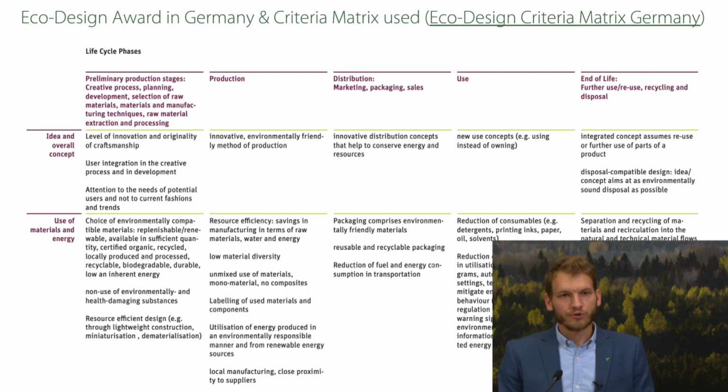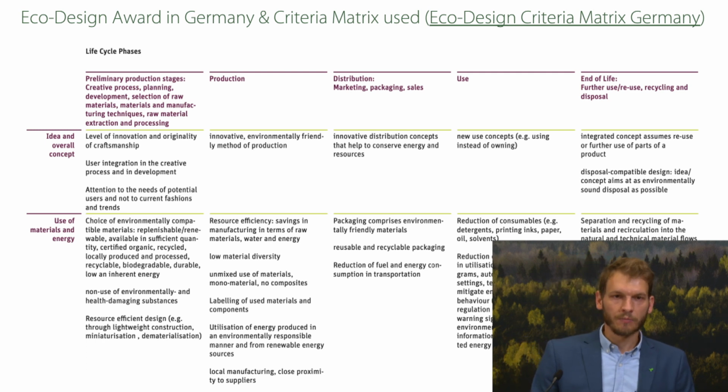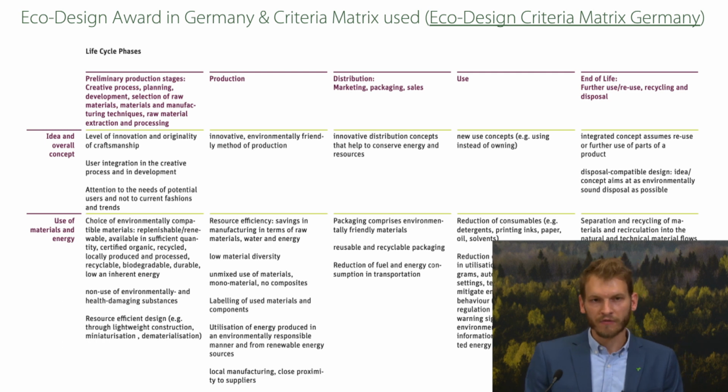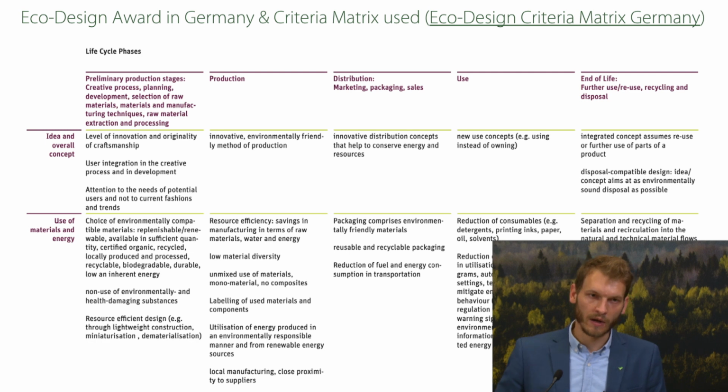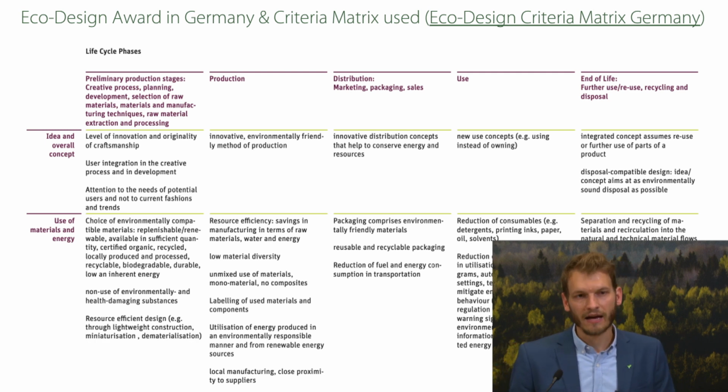A very last one I want to share with you as well. It might be hard to read, but don't worry, you will see this in the assignments as well. It is an awarded matrix. This matrix received the Eco Design Award in Germany. It is quite simple. On the top of this table, you will see all the steps starting from production until waste, and on the left side, you have different criteria.